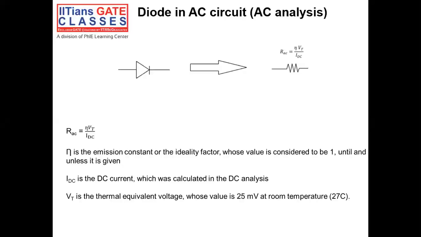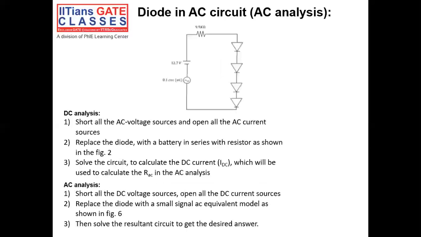Correct. Then Vt is the thermal equivalent voltage, and its value is 25 millivolts at room temperature. Generally in the question, the value of Vt is given. So we just have to take the value of Vt from the question itself. Now we will learn with the help of an example how to solve questions of the category diode in AC circuits.